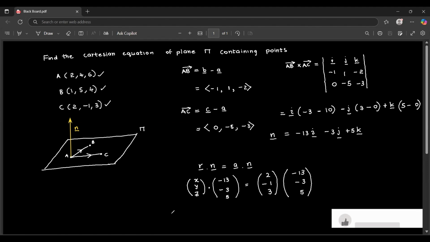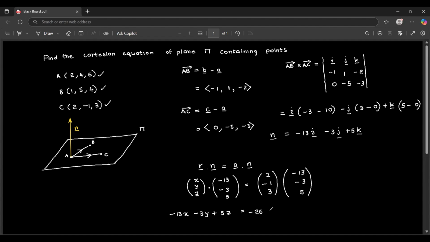So -13x minus 3y plus 5z is equal to 2 into -13, -26, -1 into -3, plus 3, plus 3 into 5, plus 15. So this will be equal to -8. Yes, 18 minus 26, so it will be -8. This can be written down as 13x plus 3y minus 5z minus 8 is equal to 0. So the Cartesian equation of the plane can be given as 13x plus 3y minus 5z minus 8 is equal to 0.